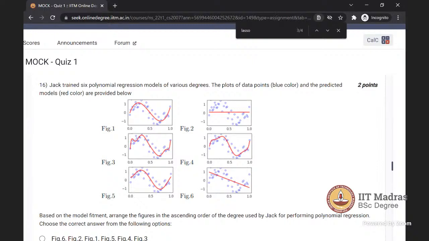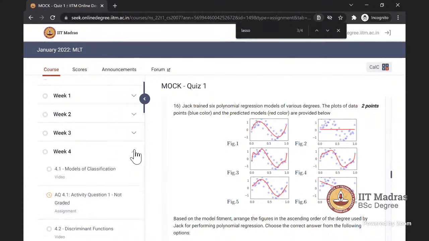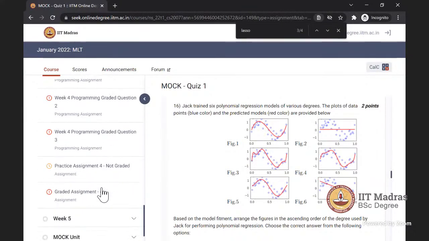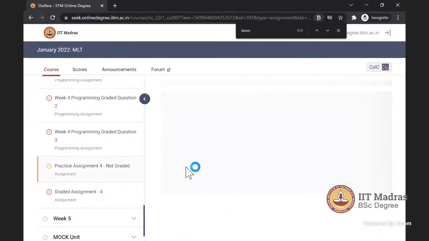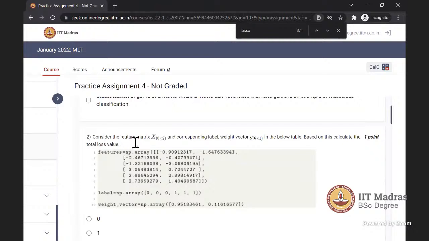Yes, there was this question in practice assignment 4, question number 2. I think there were 5 examples. There are so many. Can you go to the question? Then I'll be able to explain it. Which question? Week 4 practice assignment, question number 2. Okay, consider this one, right?